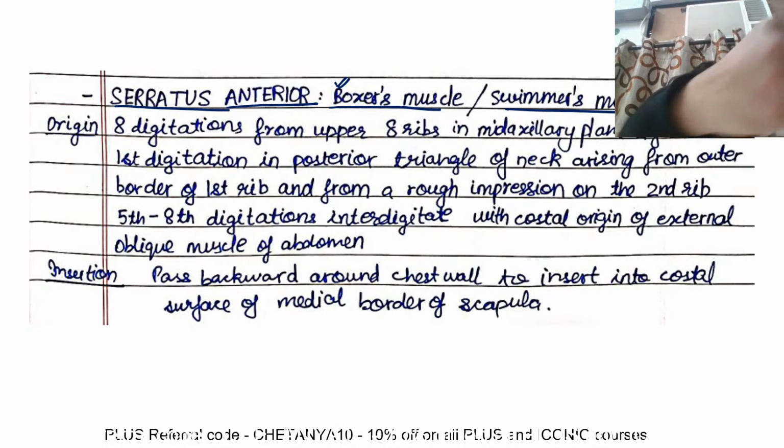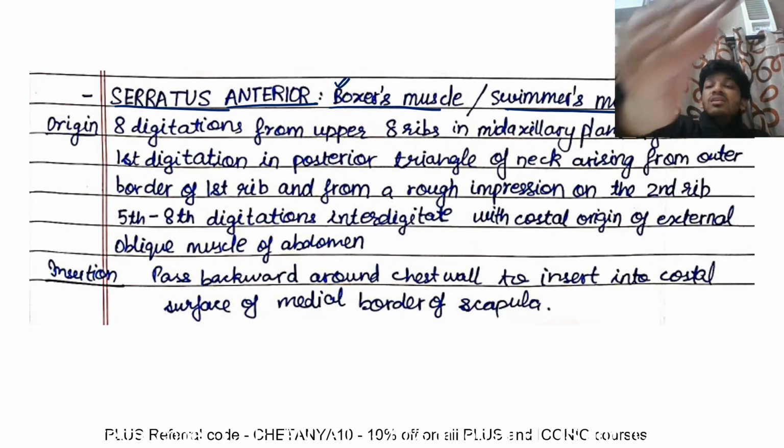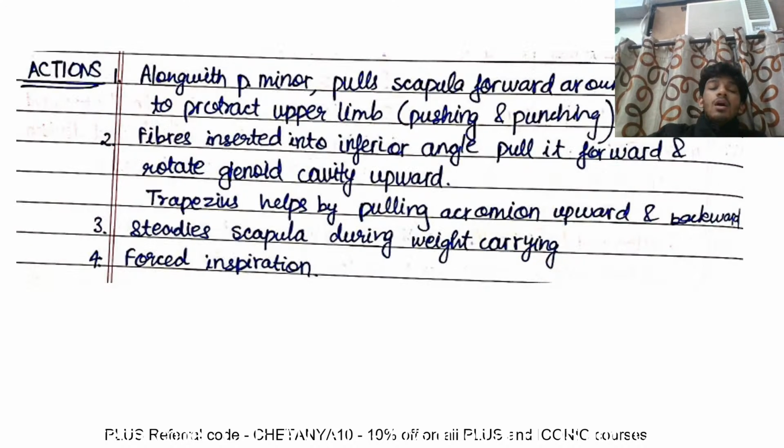Why? Because what does a boxer do? A boxer does this, right? You can see this action. It pulls the scapula forward around the chest wall. It protracts the upper limb, right? So pushing and punching, pushing and punching. In that, you will be protracting the upper limb.